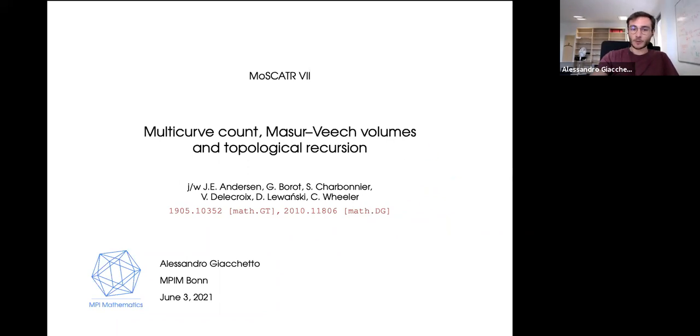So today I'm going to talk about multicurve count, Masur-Veech volumes, and topological recursion. And this is based on two joint works with Jon Andersen, Gaëtan Borot, Séverin Charbonnier, Vincent Delecroix, Daniel Lewanski, and Campbell Wheeler.